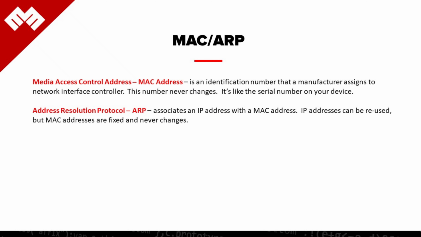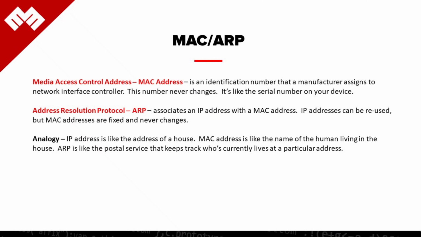The next term I want to define is Address Resolution Protocol, or ARP. ARP associates an IP address with a MAC address. As a reminder, IP addresses are issued by routers and IP addresses can be reused. But MAC addresses are fixed and they never change. So ARP is a protocol to keep track of which MAC address an IP address is pointed at.